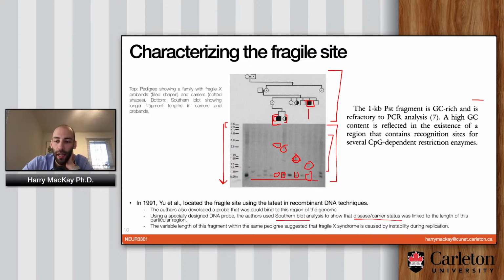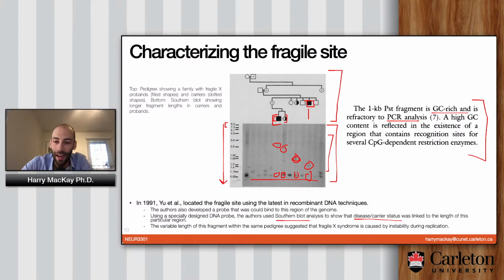And I just wanted to point out that the authors of this paper, Yu et al., back in '91, were talking about this fragment that they identified and said that it's GC rich, so rich in guanine and cytosine base pairs. And it's refractory to PCR analysis for that reason. That just has to do with melting temperature and the nature of GC content being hard to anneal and hard to melt. That's an aspect of PCR you don't need to worry about.